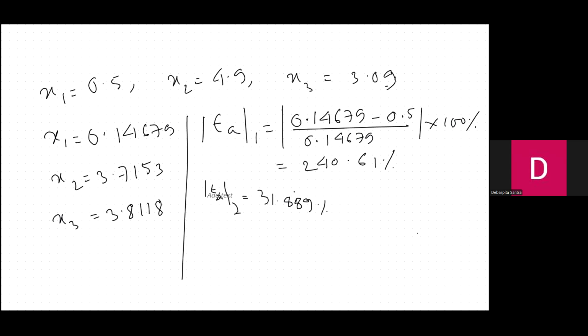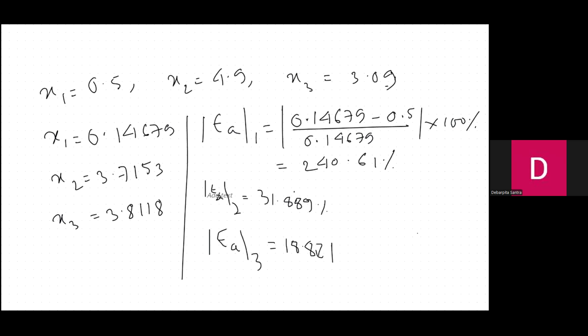So in a similar way, we find the error for A2 as 31.889. Okay, you see the error is reduced. Just the similar calculations: new value minus the old value divided by the new value. And the error for the third one, if you do the same thing, you find the error is also reduced. That is 18.874%.